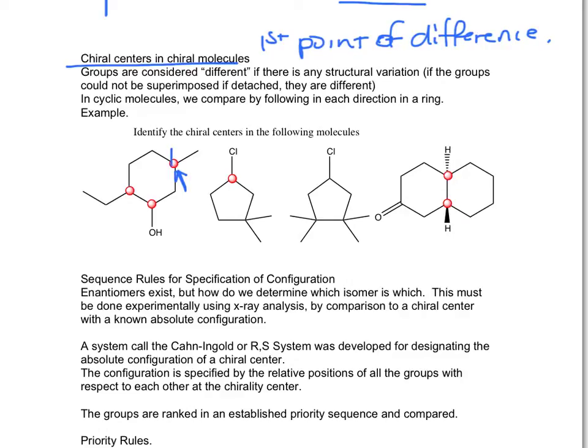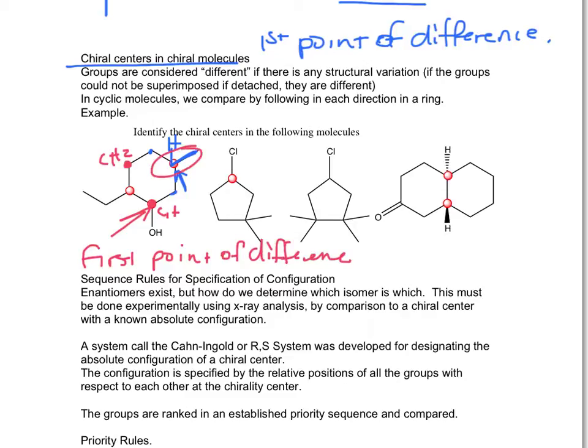And so to explain the point of difference, we'll start with this chiral center up here. This carbon has a hydrogen attached to it. It has a methyl group. And then when we look at the next carbon out, both of those carbons are CH2 carbons. So we have to go to the next carbon, which I'll highlight in red, and you can see that this carbon here is a CH2, whereas this carbon is a CH with an OH. So here is your first point of difference. So that this is a chiral center.